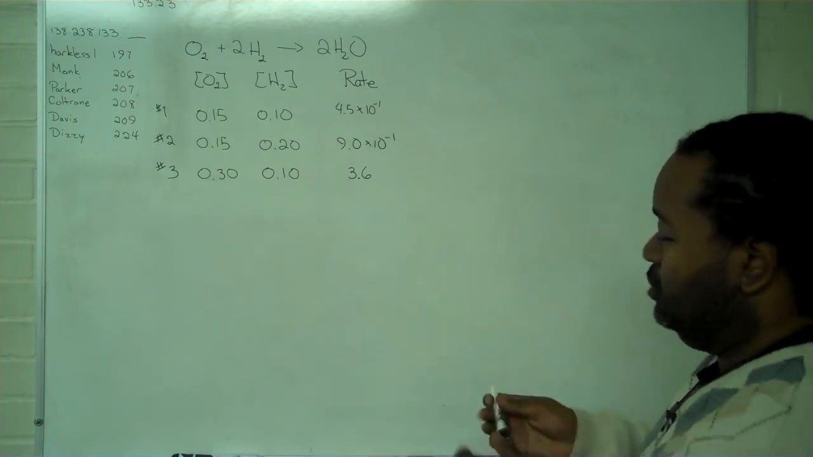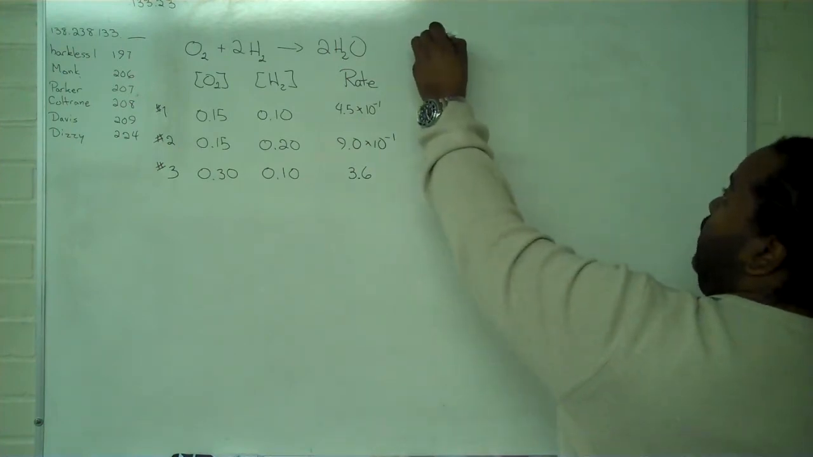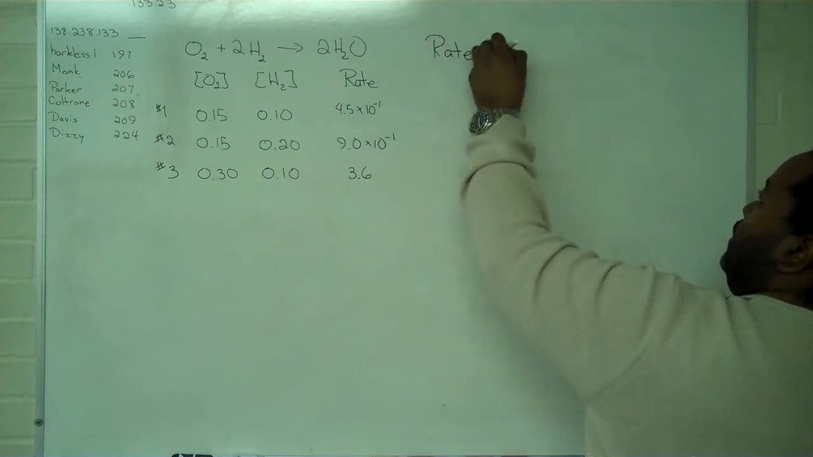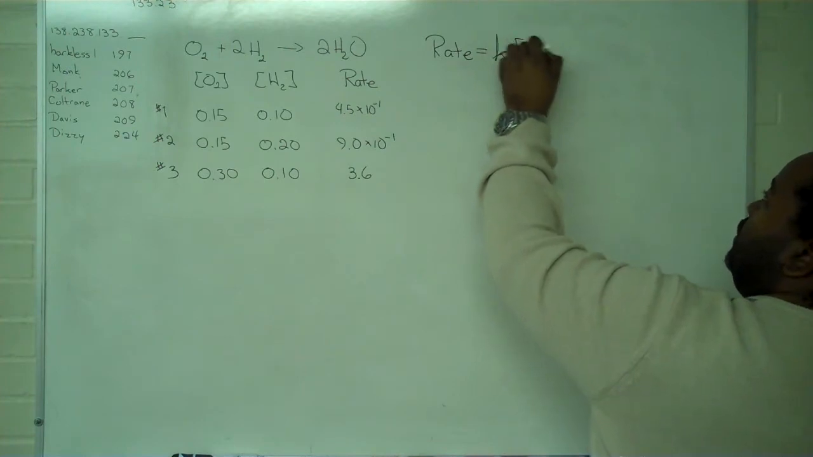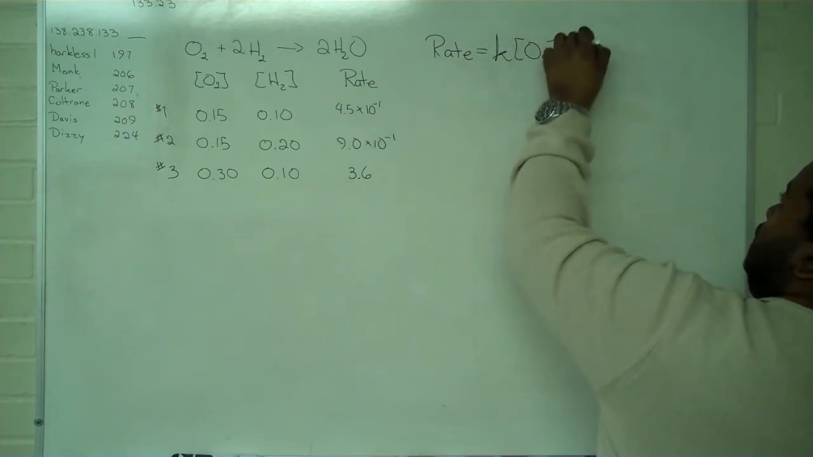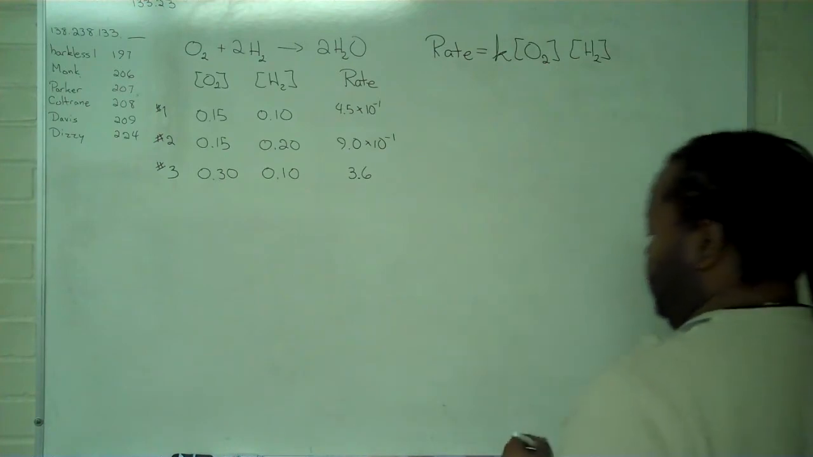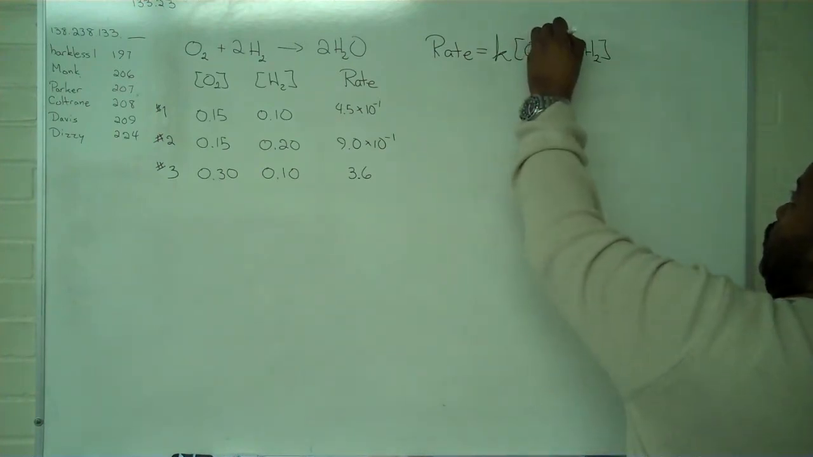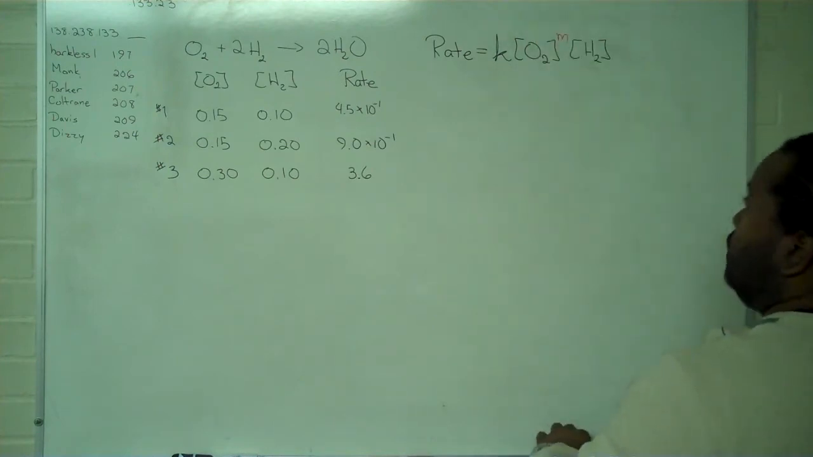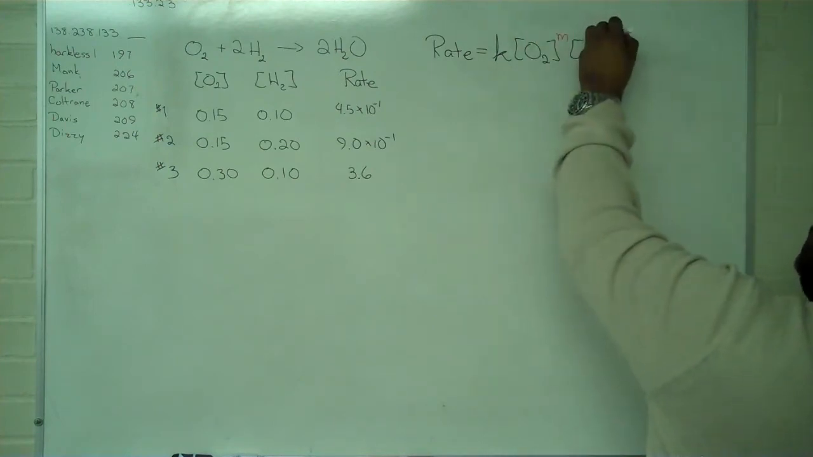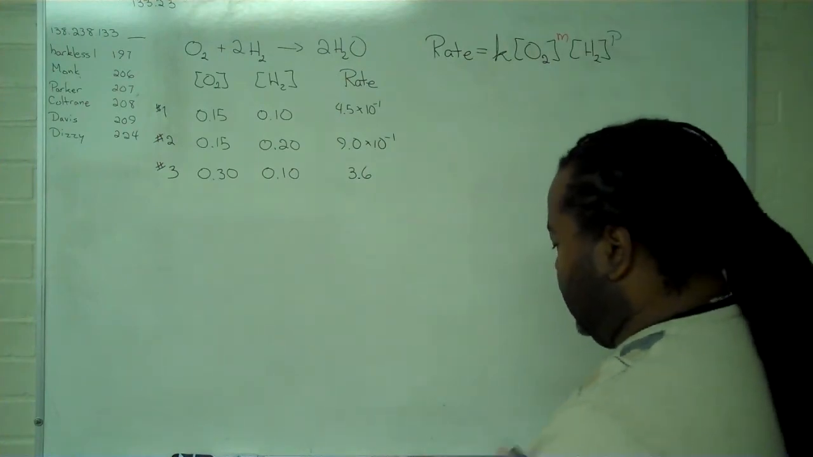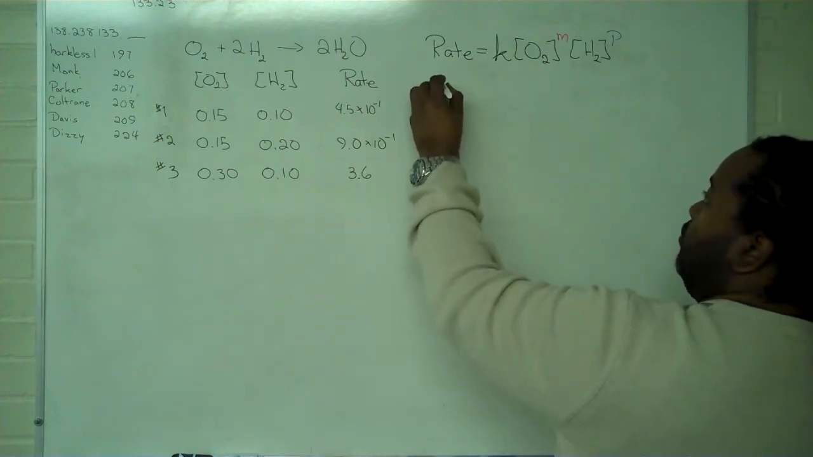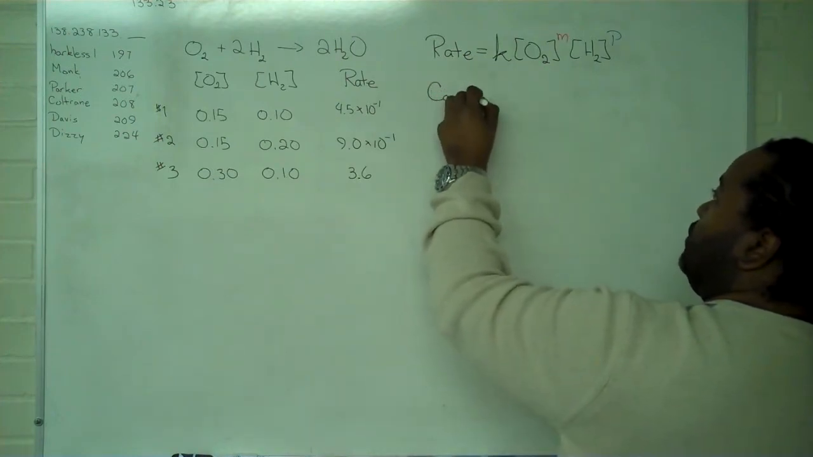Now, the generic form of any reaction rate law requires that the rate be equal to a rate constant times the concentration of the components, where the individual components have an exponent that is equal to the order in that component. So we'll use a red M on the oxygen and a blue P on the hydrogen. These are determined from the data in this method by comparing trials.